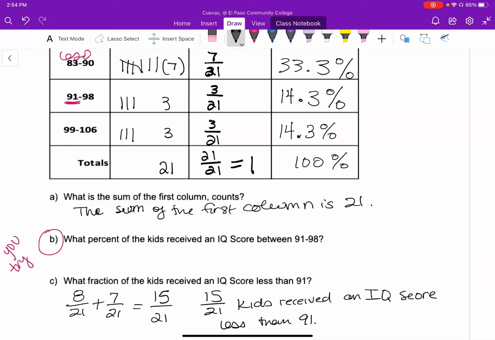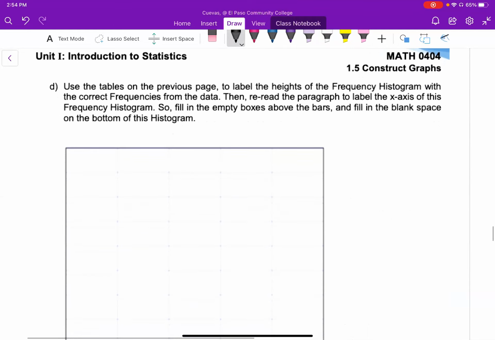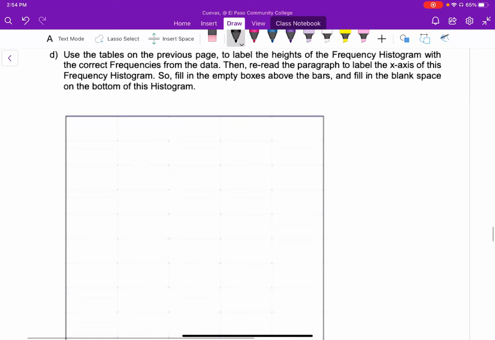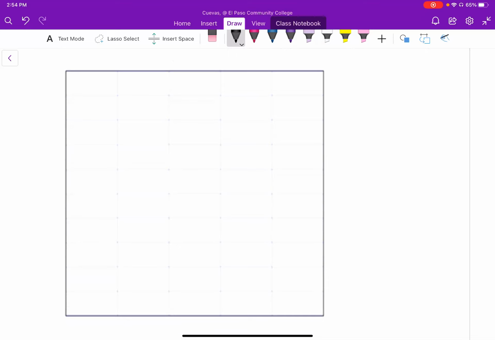less than 91. All of this was still not our purpose, right? Our table was to help us organize. What is our purpose is the histogram. So it says use the tables on the previous page to label the heights of the frequency histogram and to label your axes and to give it a title. In other words, fill out everything, right? You're doing everything from scratch.